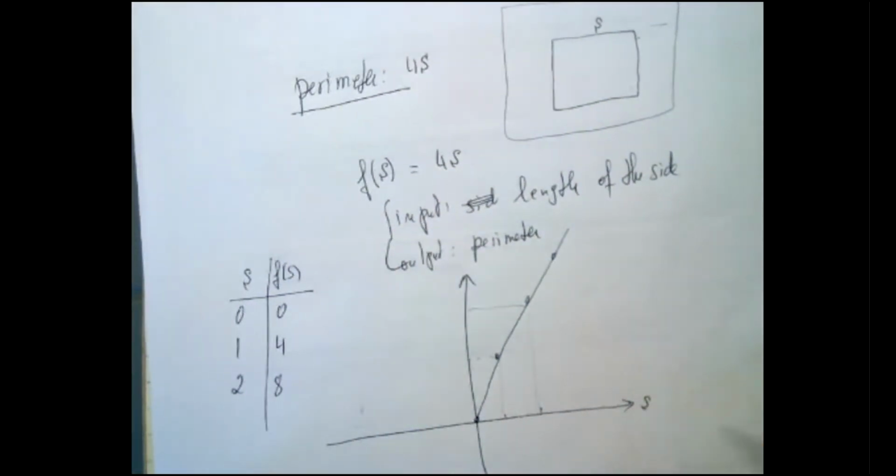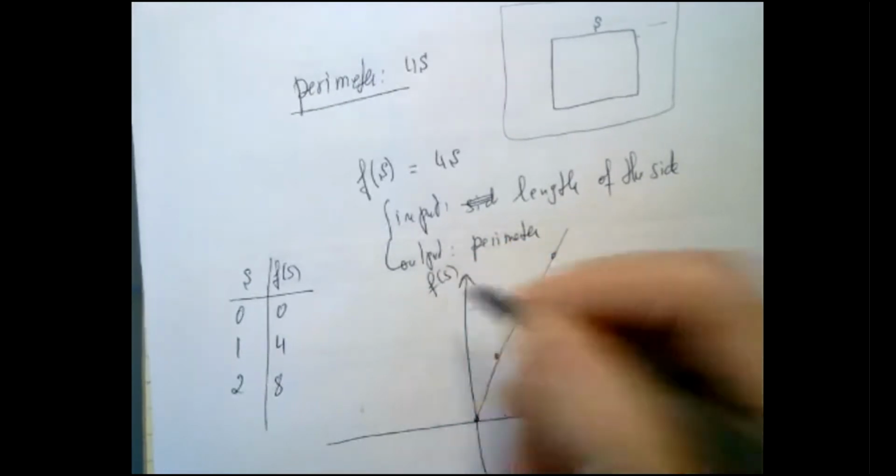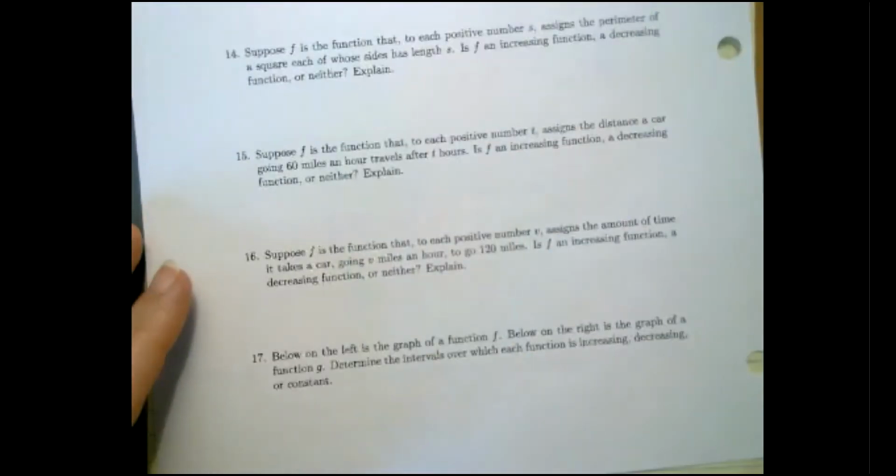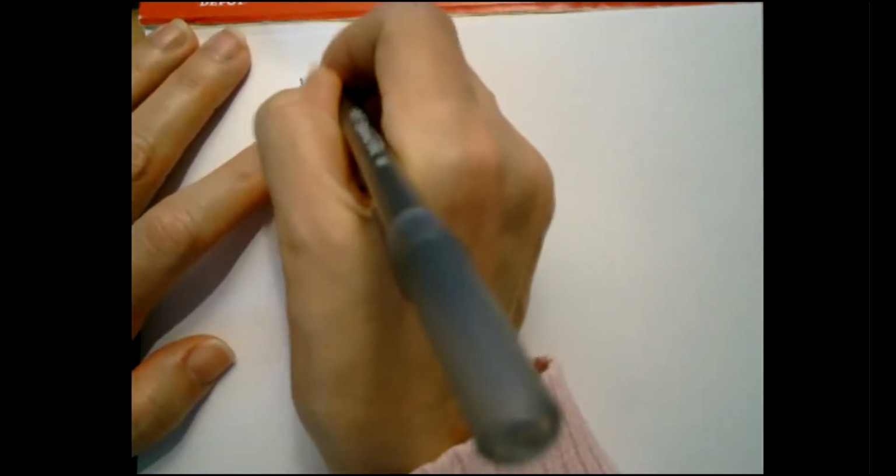So this is s, and this is f of s, or the perimeter, right? Okay, so today we are going to move to section 1.10, and we will be talking about the average rate of change. So section 1.10. All right, so first, let's see what the idea behind it is, and then we will work with it. So I'm going to ask you all a simple question.